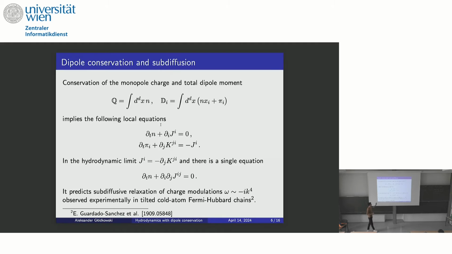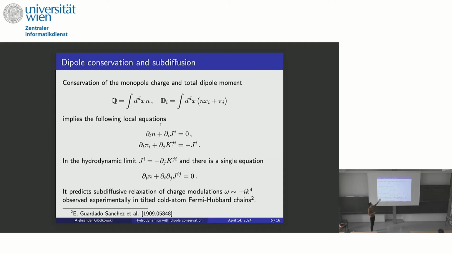And then you may be wondering, it's a bit abstract, this whole discussion about dipole symmetry. Nothing conserves dipole, right? Actually, there was an experiment in tilted Fermi-Hubbard chains in cold atoms where they were able to have an emergent conservation of dipole moment, and I can tell you more about that if you're interested. But basically they found this subdiffusive relaxation of the charge density modulations, and precisely if you try to solve this equation by applying hydrodynamics, what you will find is this subdiffusive relaxation.